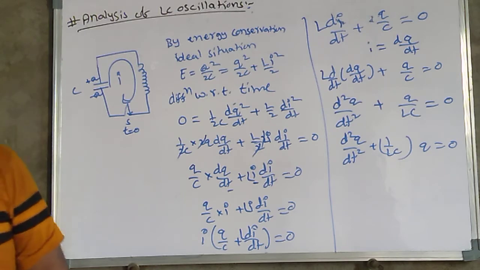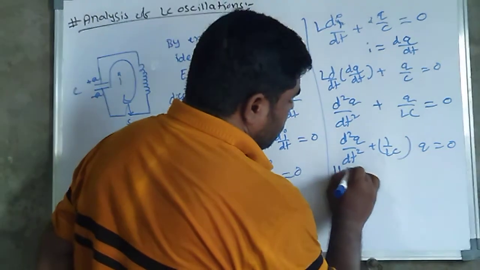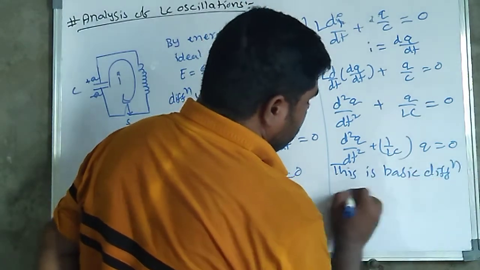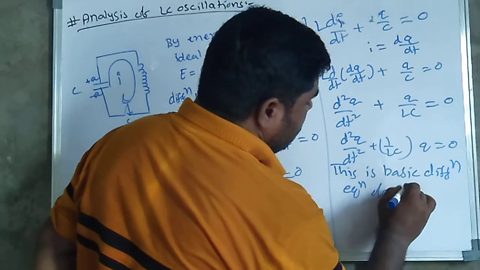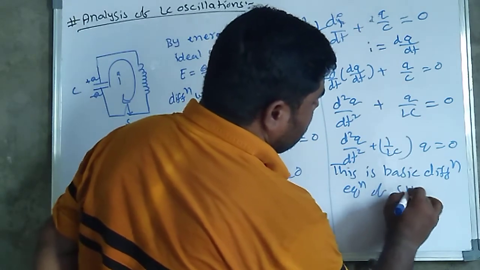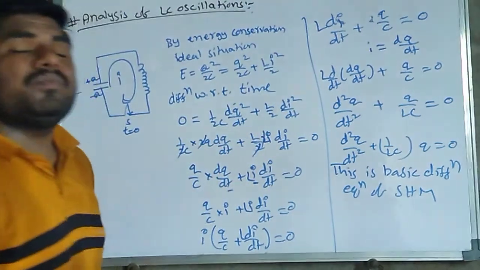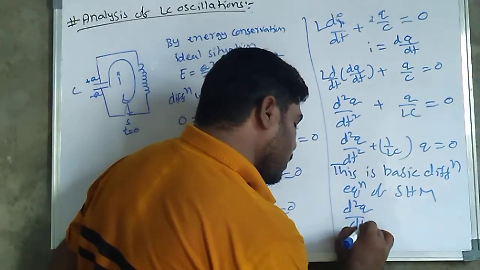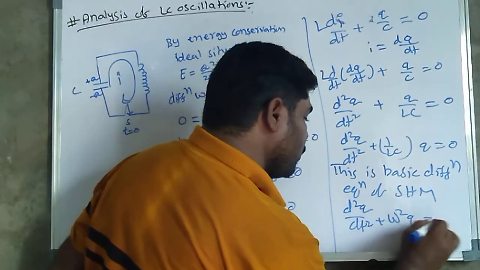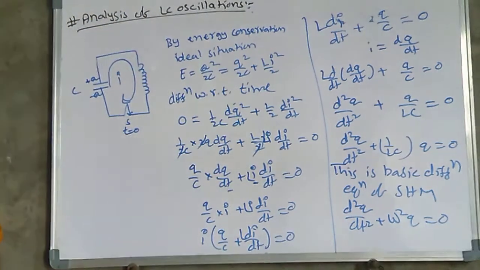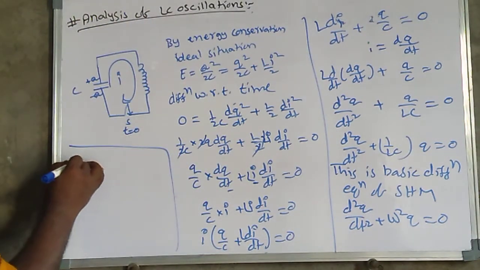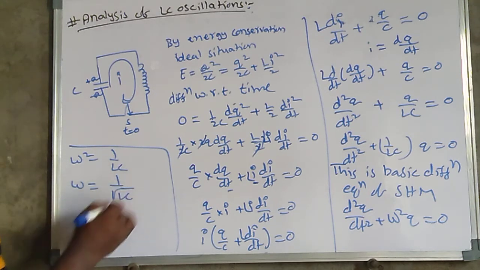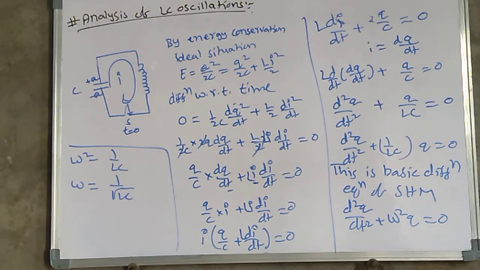This is the basic differential equation of simple harmonic motion. In SHM, d squared q by dt squared plus omega squared into q is equal to 0. Comparing these two equations, omega squared is equal to 1 by LC, so omega is equal to 1 by root of LC. From this you can find the frequency.